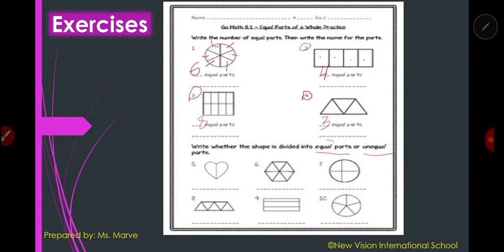Okay. So down here, we are going to decide whether it is equal parts or unequal parts. So just write equal or unequal. Number 5, 6, 7, 8, 9, and 10. Answer it alone with your mom. Start now.